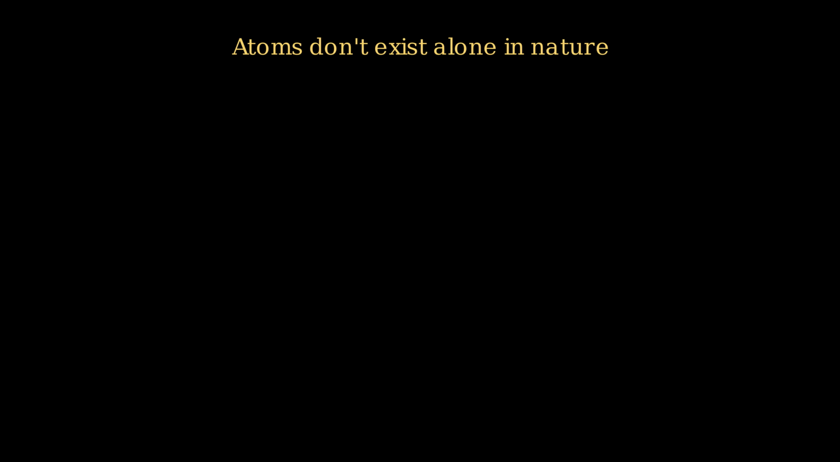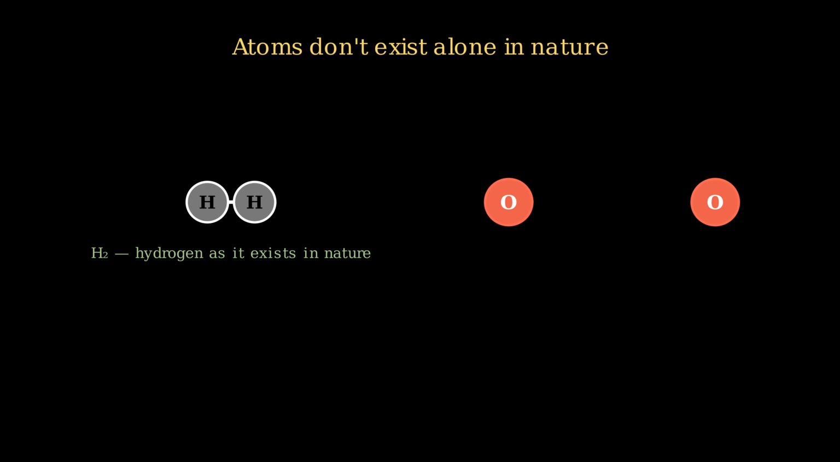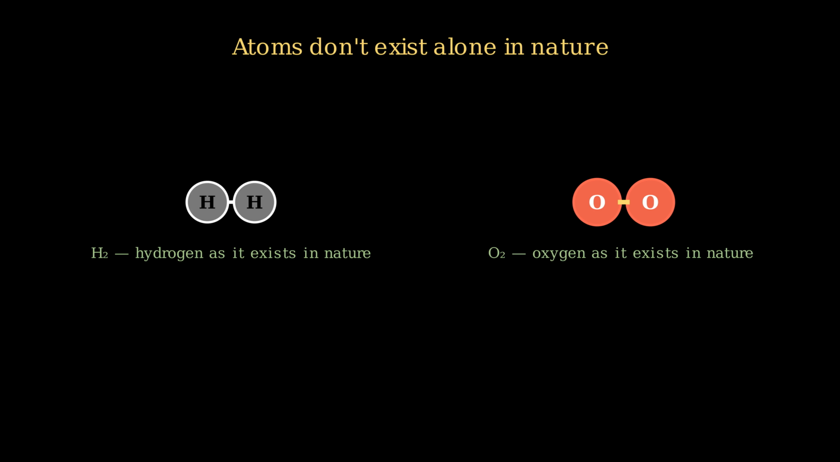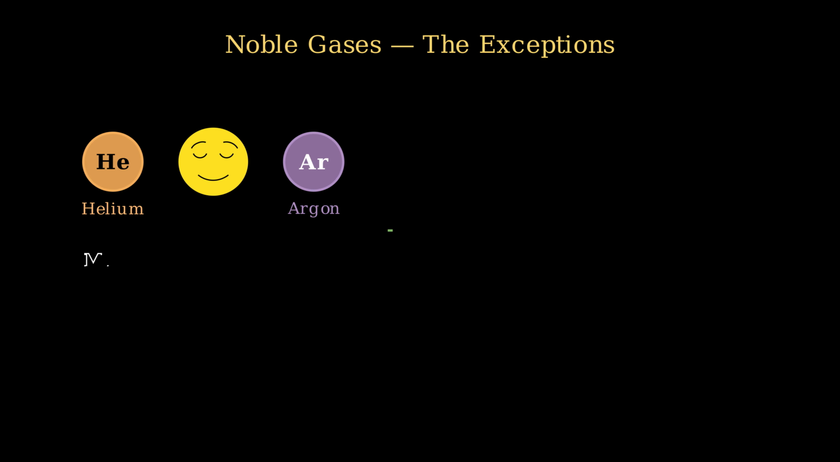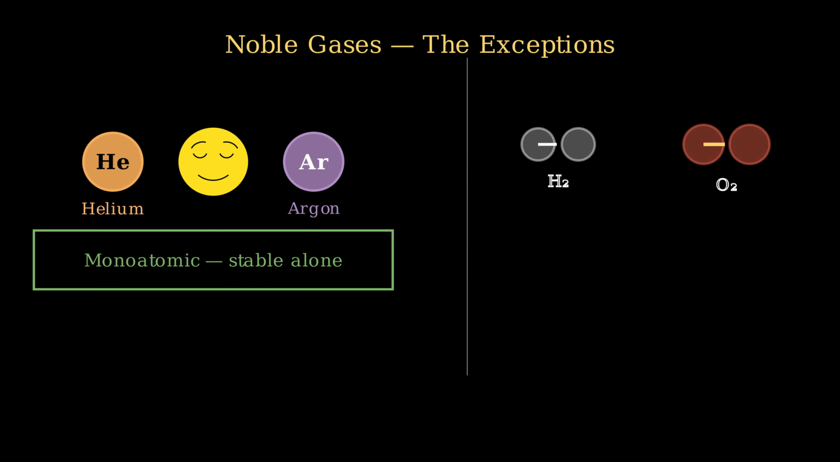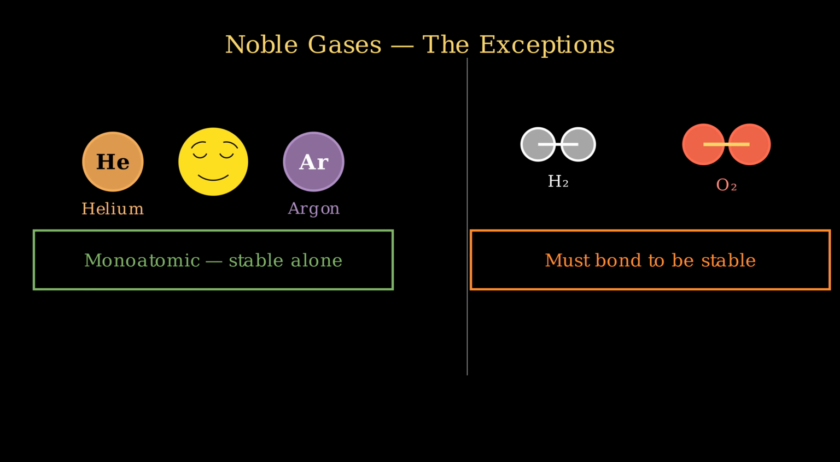Here's something surprising. Most atoms cannot exist independently. Hydrogen atoms, oxygen atoms, they don't float around alone in nature. They immediately bond with other atoms to form molecules. Noble gases like helium and argon are exceptions. They are stable as single atoms, what we call monoatomic. They don't need to bond because their outer electron shells are already full.